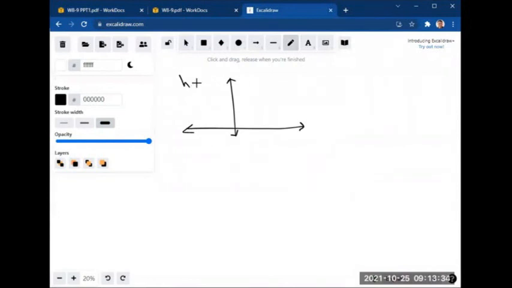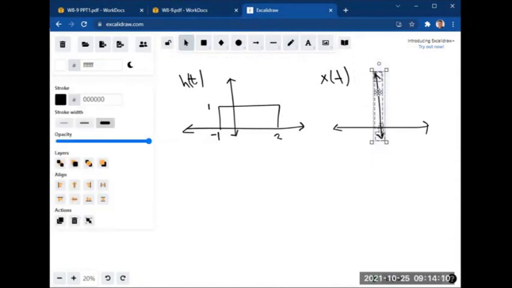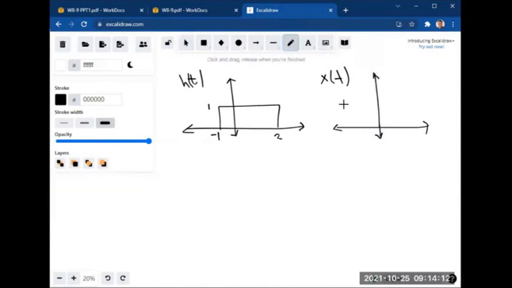So our h of t is from -1 to 2. They have the same height. So -1 to 2, let's say this is a height of 1. Then our x of t has a height of 1 as well, but it's from -2 to 2.